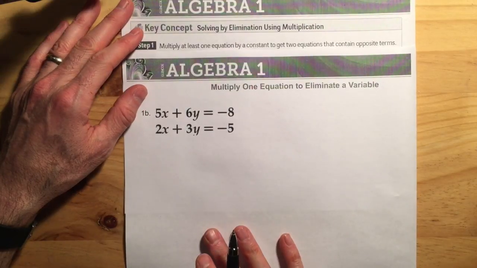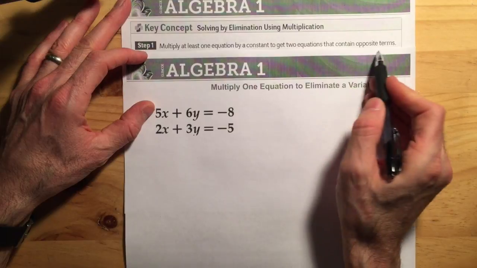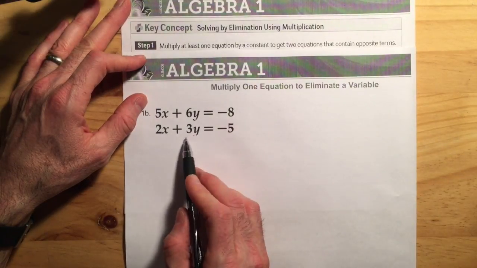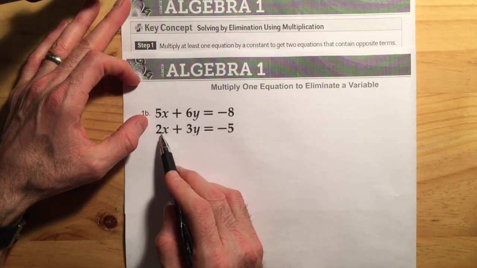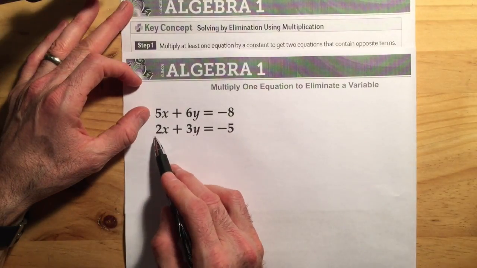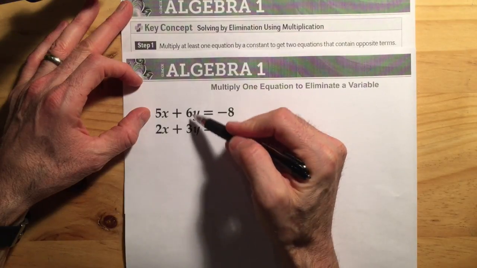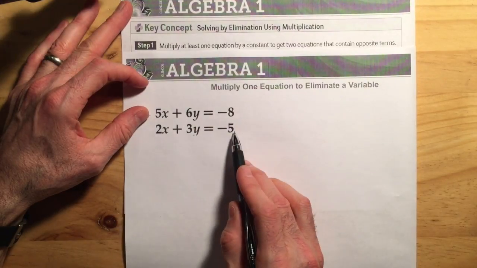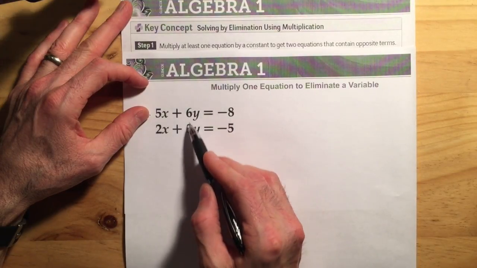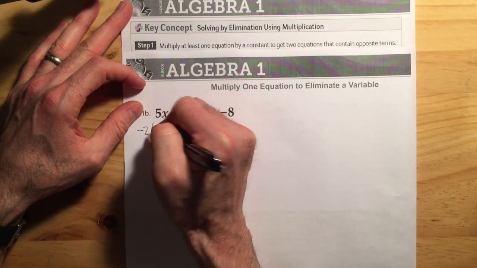That's a problem because we want at least one of the terms to be eliminated. So let's see what we can do. I need to multiply it so that I will have opposite terms. Well, I see I've got a 5 and a 2 here. I can't multiply either 5 or 2 by anything that would give me an opposite term. Maybe, what if I multiplied by a -2? If I multiplied this whole thing by a -2, I would then get opposite terms here. So let me do that. Multiply this whole thing by -2.